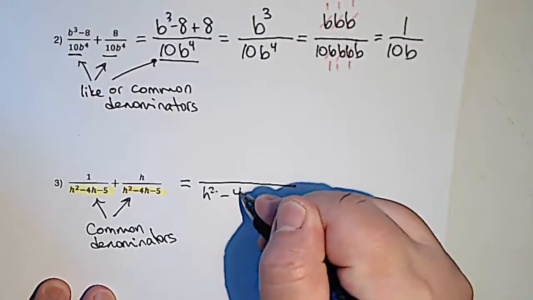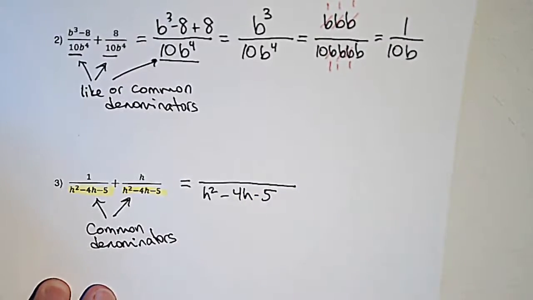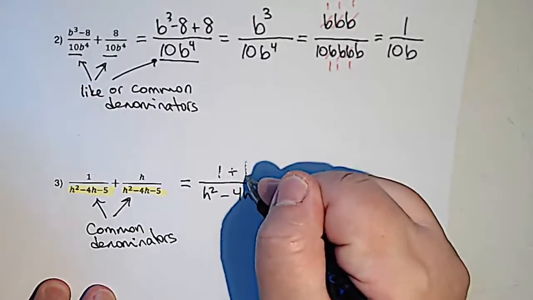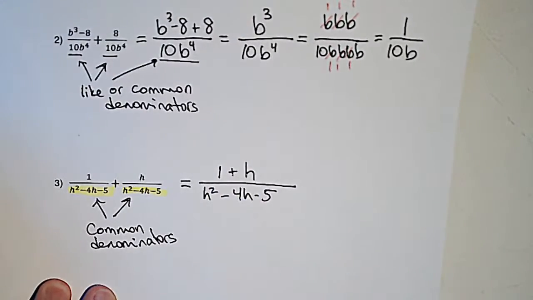Okay. H squared minus 4h minus 5. The great thing about math is you can't make it up because it just is. I add the numerators. The denominator stays the same.